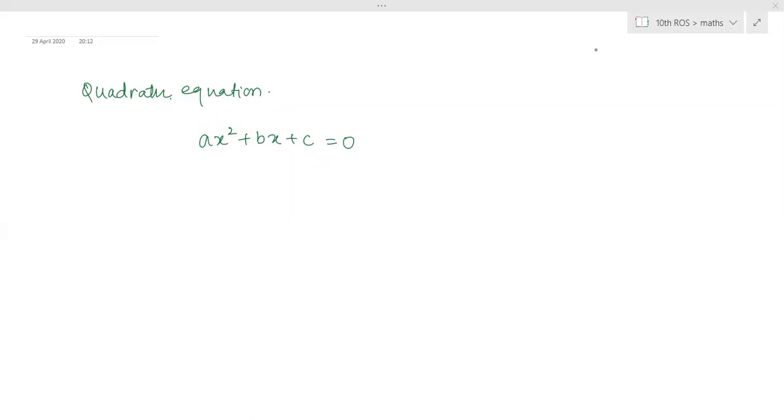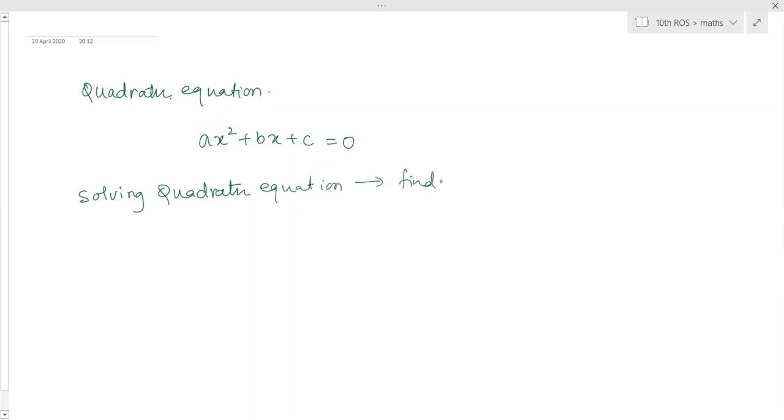In this chapter, you are learning how to solve quadratic equations. That is an extension of the second chapter itself. Polynomials you have learned, and quadratic polynomials you have learned. Now here it is a quadratic equation. Solving a quadratic equation means finding the value of x, or finding the roots of the equation.